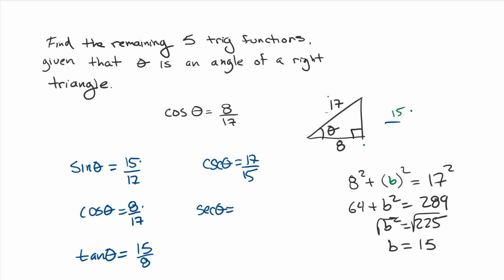Secant of theta, we just flip over cosine. That's going to be 17 over 8. And that's the hypotenuse over the adjacent, so it's always 1 or bigger. And then cotangent of theta, we'll just flip over tangent, make it adjacent over opposite: 8 over 15.